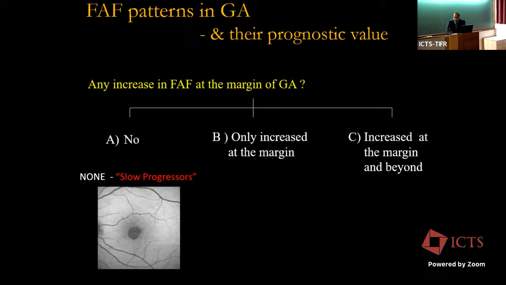So why is this important? Why is this useful, especially in AI models? You can look at the margin of the area of geographic atrophy and see whether this patient is going to progress fast or slow. So when you don't have any increased autofluorescence in the margin, they're going to be slow progressors.